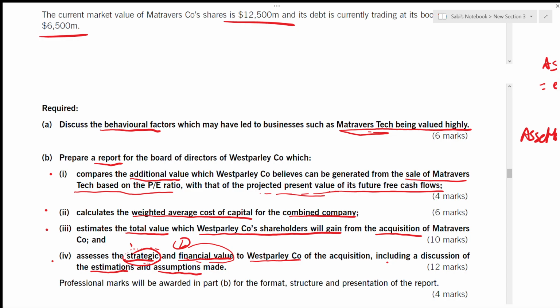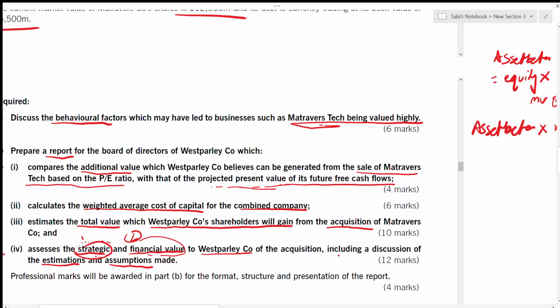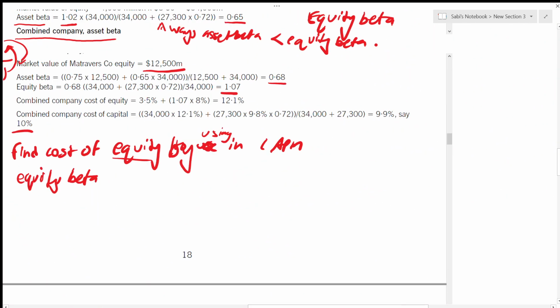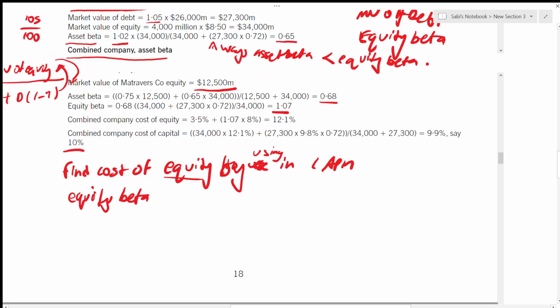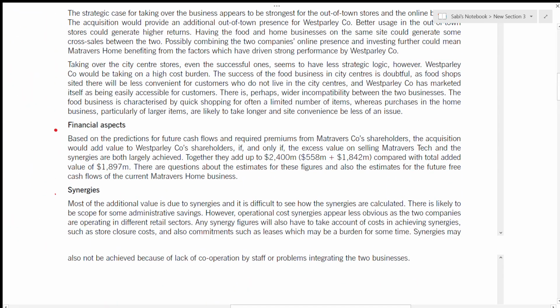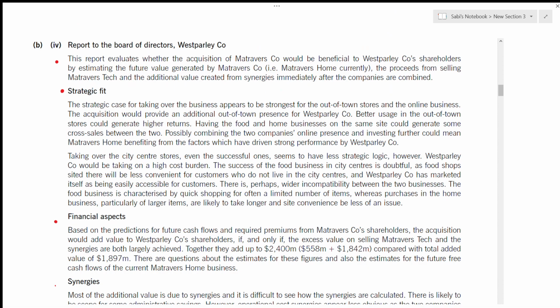So under your report, for the financial value section, you are going to write what all you have calculated in your first 3 parts. First, you are going to start with the strategic, because that is a theory part, right? You don't need any appendix or anything for that, so we can write strategic fit, divided into 2 paragraphs. Quickly we'll finish this, okay?